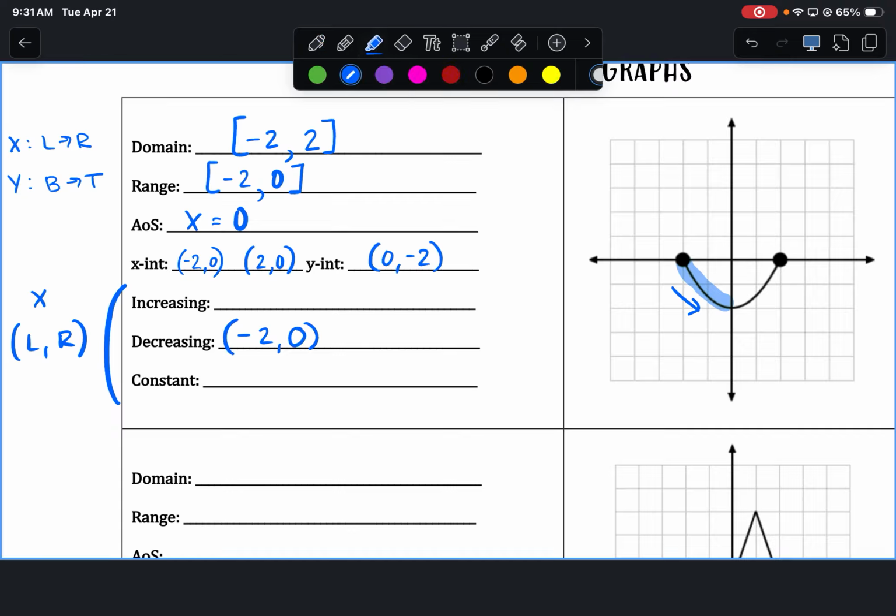Then after we decrease, what's happening on the other side of that graph? It's increasing. It's going up. What is that interval? 0 to 2. And is that graph ever constant? So we put none. All right, now we are good to look at the next example.